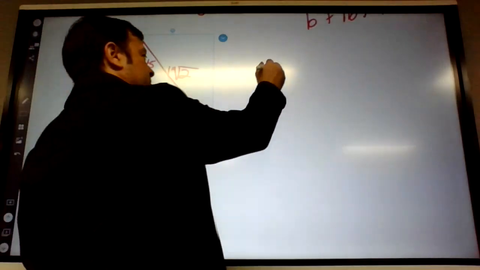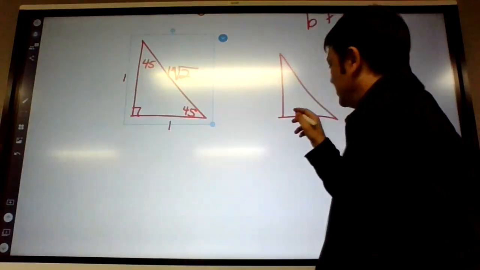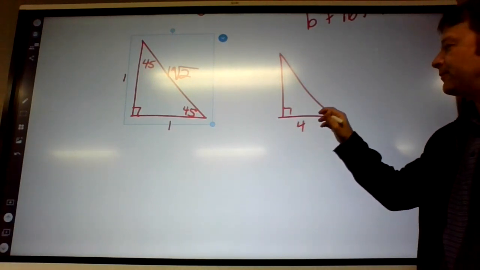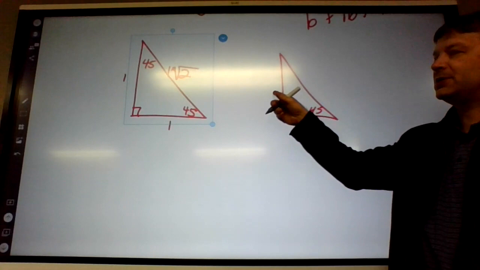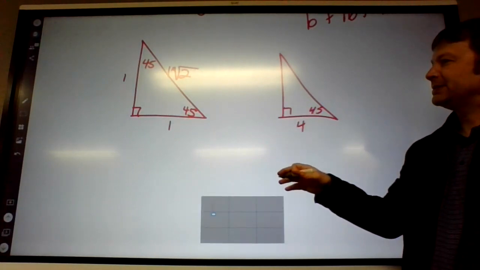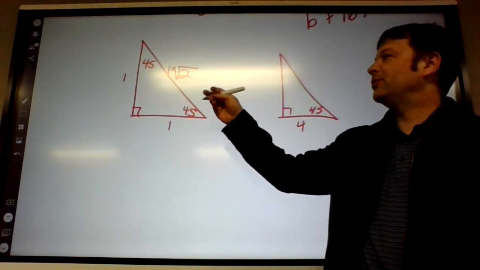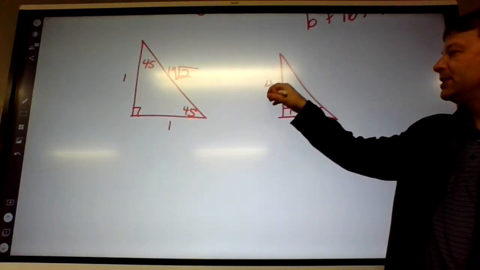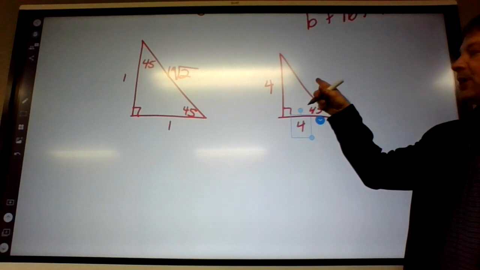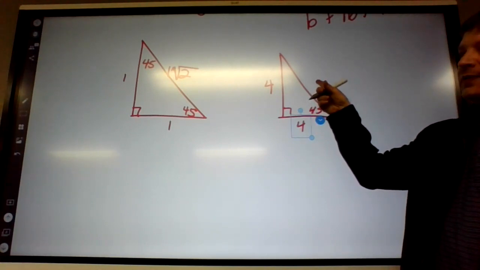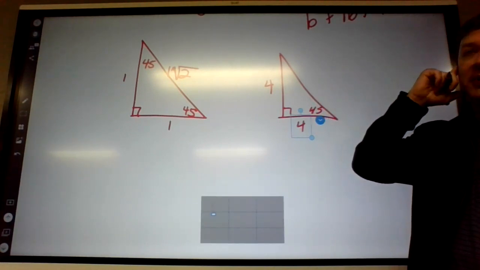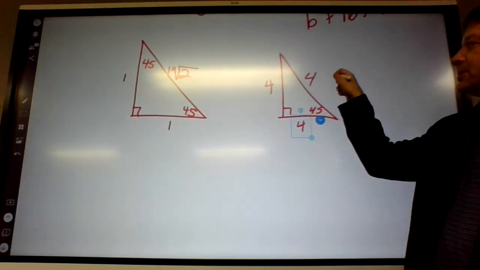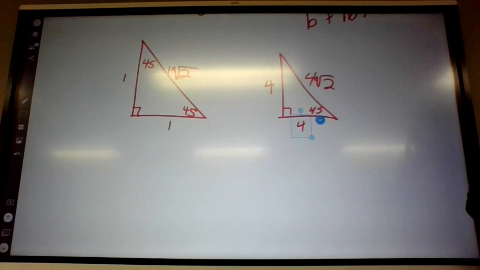So that means, for example, if this was a 4 on a 45, 45, 90, what would this leg be? 4. The legs are the same, 1-to-1. That's what 1-to-1 ratio means. If the legs are 4, what's the hypotenuse going to be? 4 times square root of 2, which does not simplify, so it just goes like that.